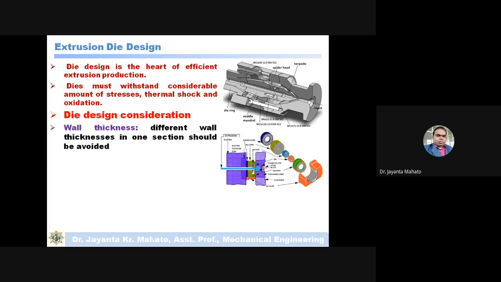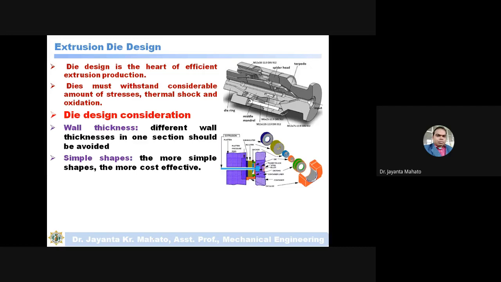Means bearing of wall thickness is actually avoided, and simple shape. So actually simple shapes are always recommended. The more simple the shapes, the more cost effective the extrusion process will be. So simple shapes are always recommended, but according to the requirement, you can change the shapes.